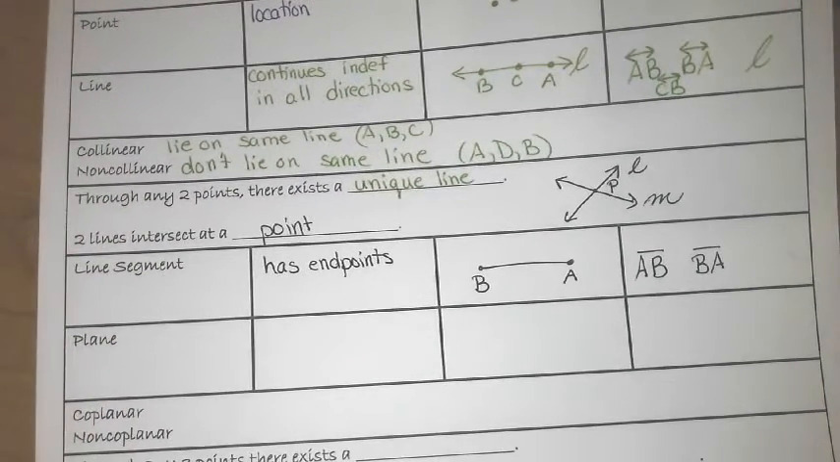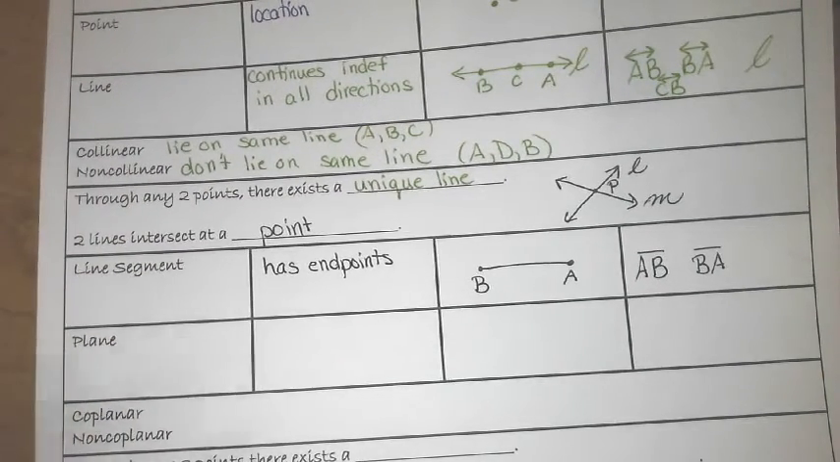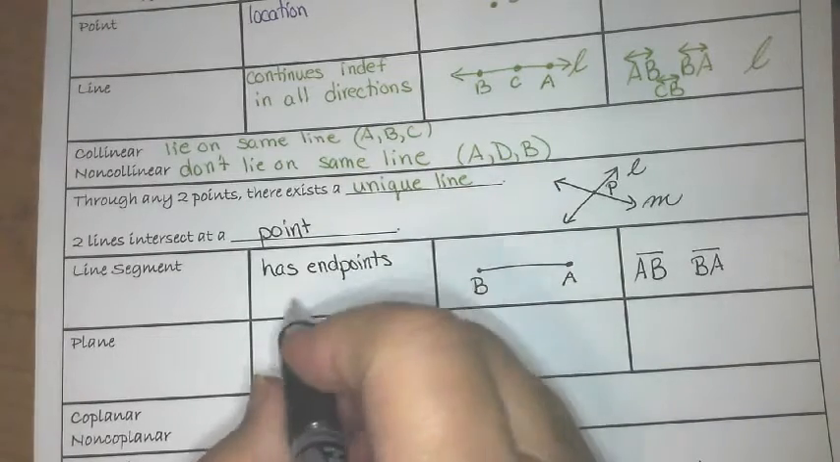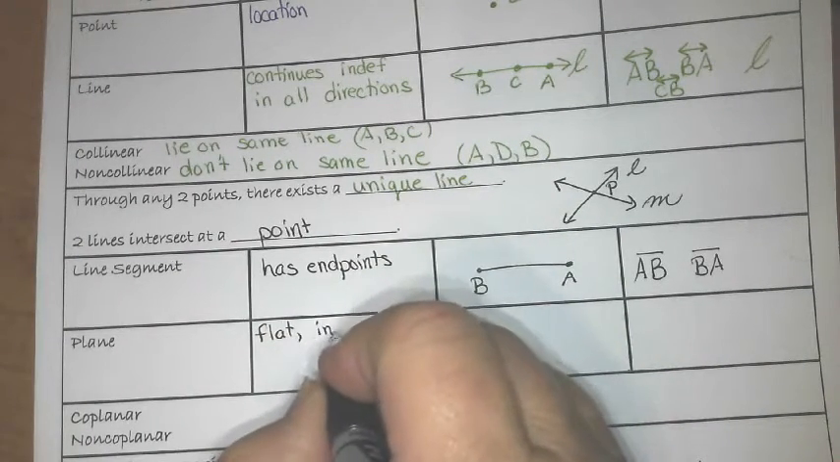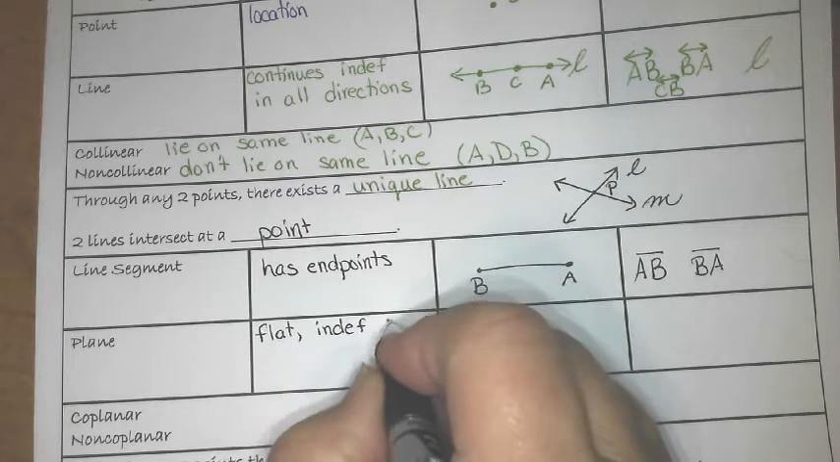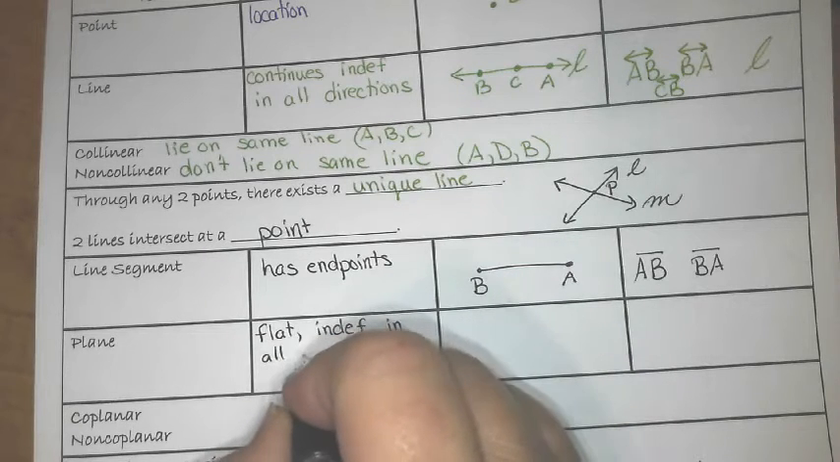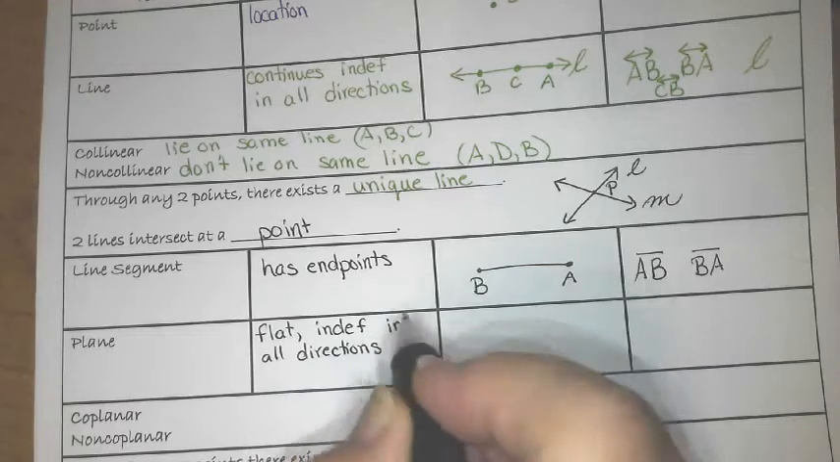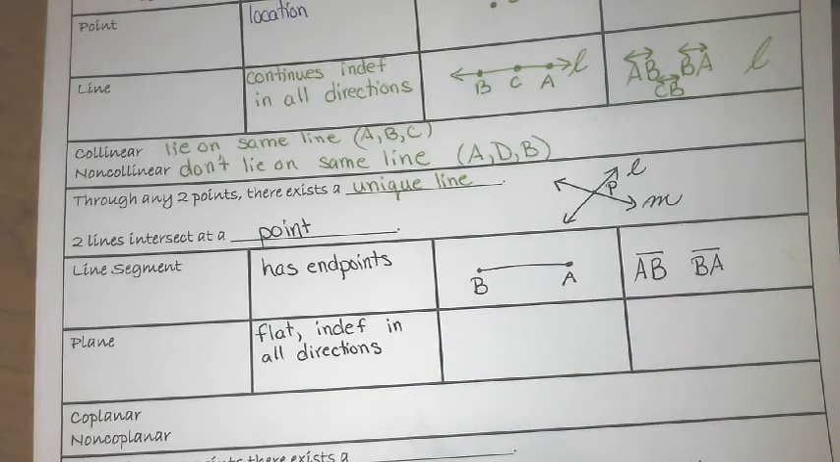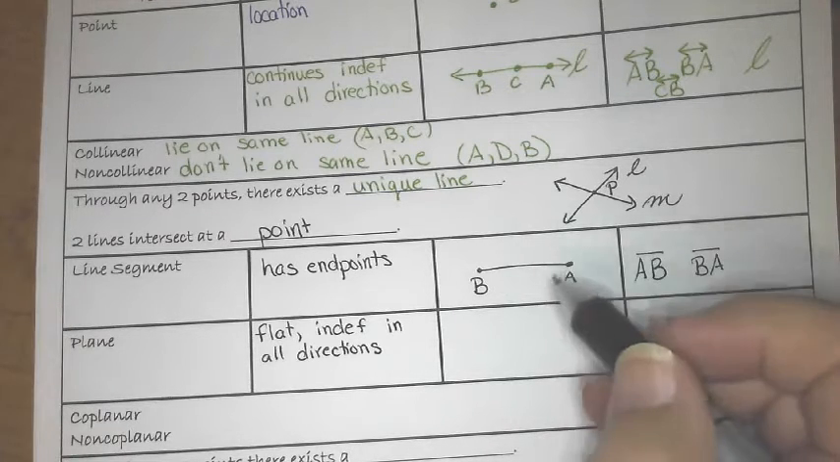Next up we have a plane. A plane is a flat surface. It continues indefinitely in all directions. So you think of something like your desktop is an example of a plane. I know your desktop doesn't continue indefinitely, but it's a sample of part of a plane. The ceiling, the floor, the walls, those could all represent planes.